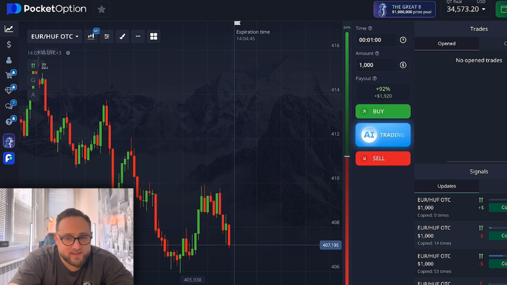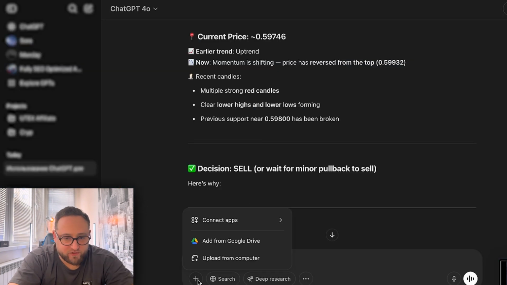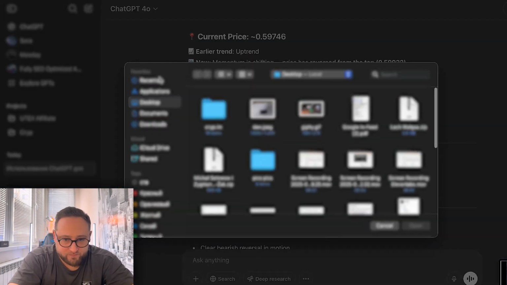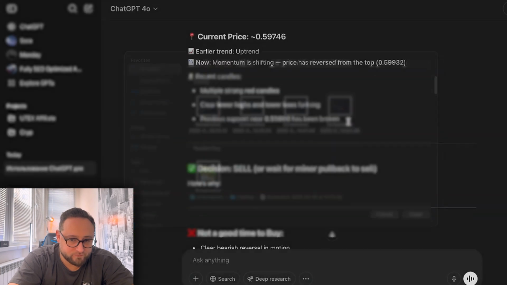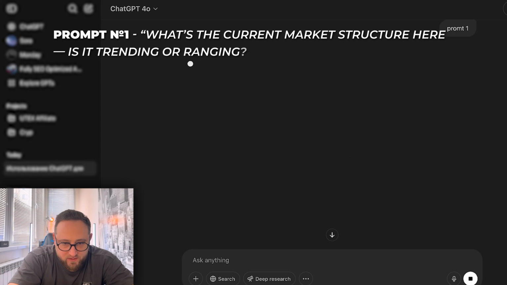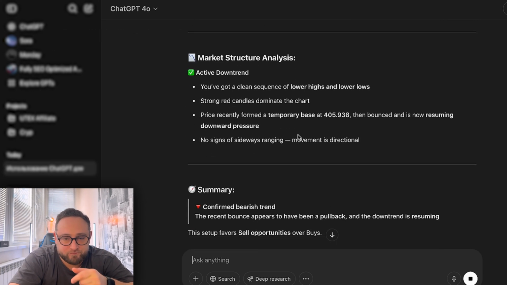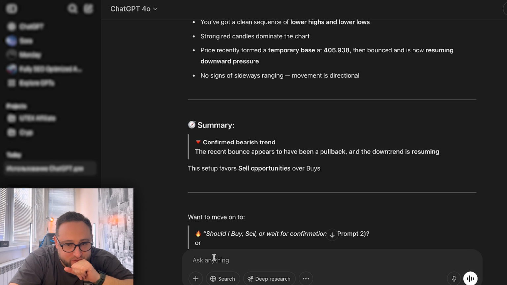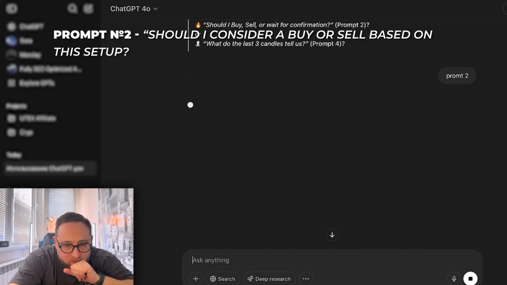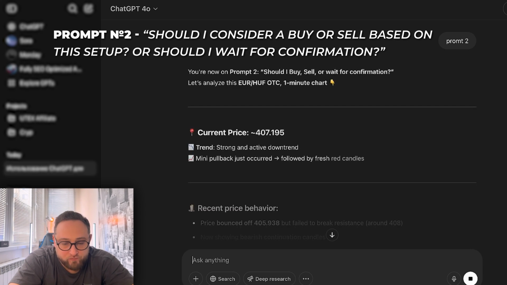Let's send a screenshot to the chat and use our strategy. Prompt number 1, market analysis. We're going to start from this. Let's see. I really like how this AI analyzed the chart so fast. Yeah, I definitely will use this trick. And let's do prompt 2. Let's see the recommendation. What should we do?